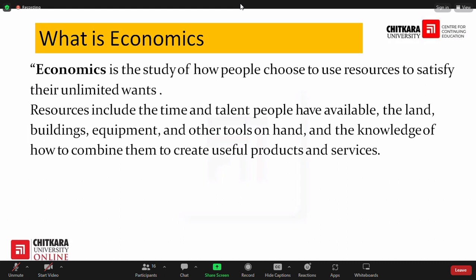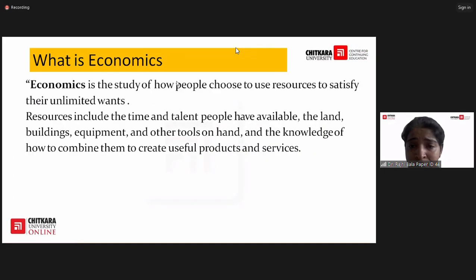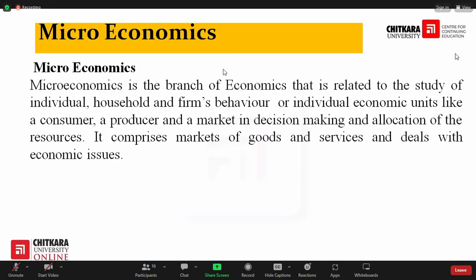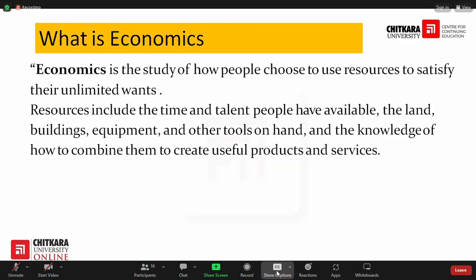So what is economics? Economics is the study of how people choose to use resources to fulfill their unlimited wants. Our wants are unlimited, but how we can make the best utilization of those resources, that is economics. It is the study of individual, household, and firm behavior. Resources include the time and talented people, and available land.